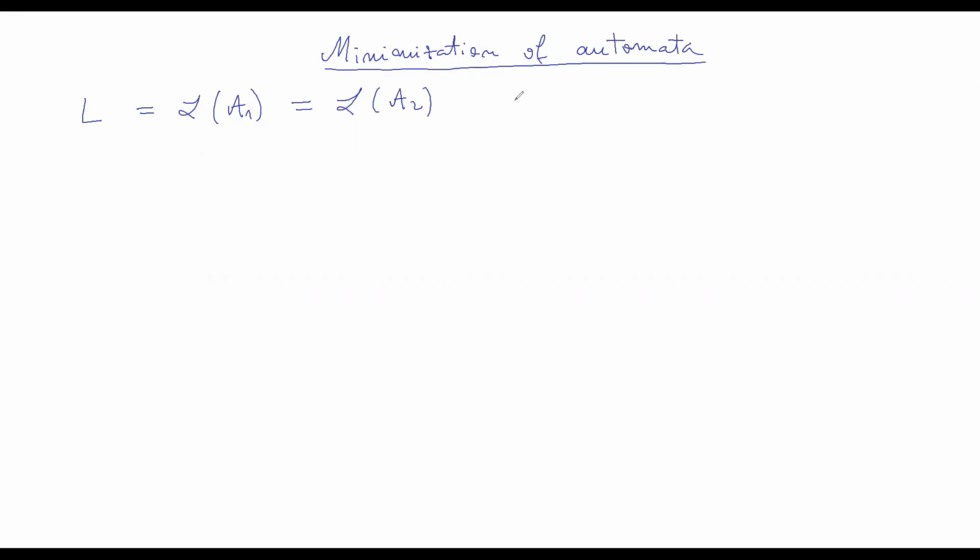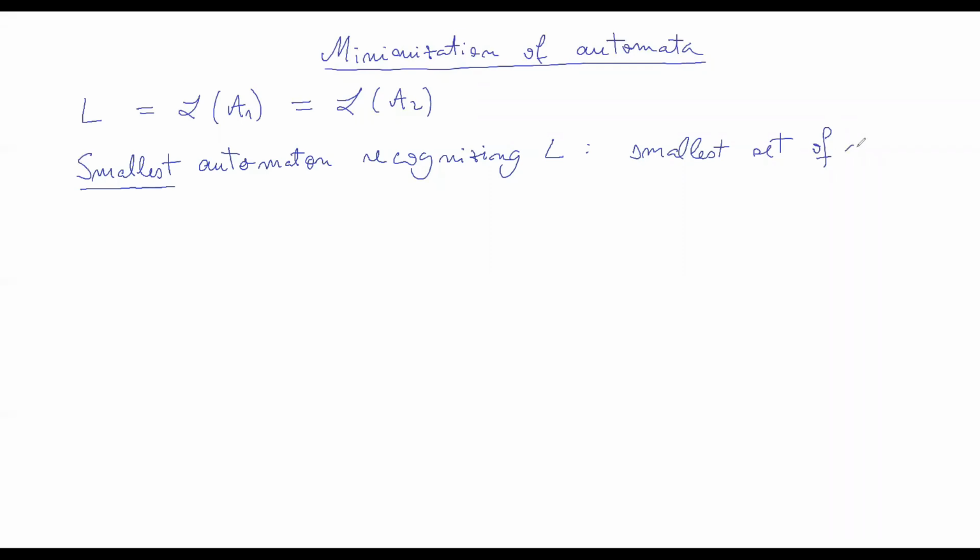And one way to define what the smallest or simplest, so smallest automaton recognizing L. So what I mean by smallest is the one with the smallest set of states. So that makes sense, right? You need to present the language, and you will present it in terms of the minimal number of states that you really need to recognize that language.